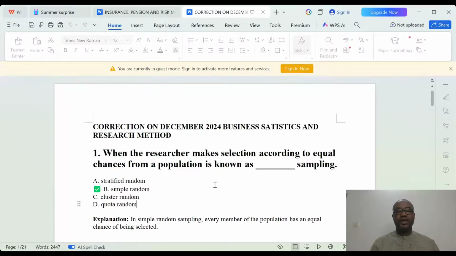This is a revision class, though we are going to look at a different diet, a different month. We are going to look at December 2024 business statistics and the research method. We can see that sometimes questions are being repeated from what we have here.